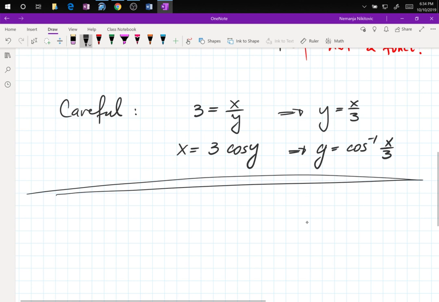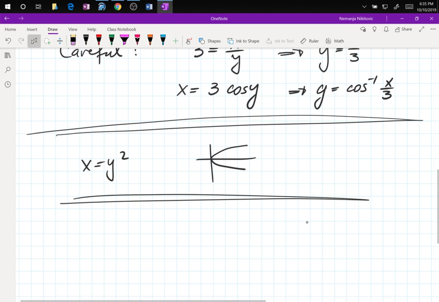Say anything that would have a y squared is definitely in the bag. So x equals y squared, which is your sideways parabola, right? That's also implicit because you cannot write it as y equals everything else.